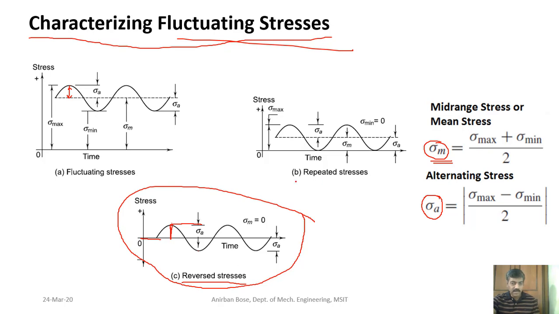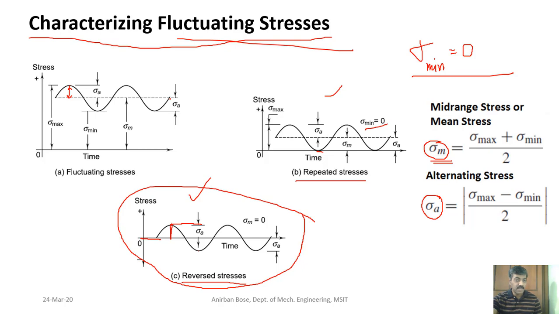Now another special kind of fluctuating stress is called repeated stress, where you can see that sigma min, this quantity sigma min, is 0. Min means minimum, not mid-range stress. Sigma min is 0, which means this cycle or this curve is touching the x-axis at the bottom. So in general, fluctuating stress will be like this, may not be like this or this. These are very special cases. In general they can be like this.